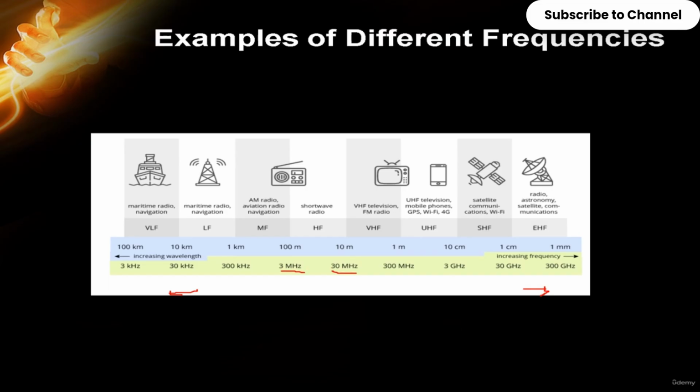So these are used in AM radio, and very high frequency and ultra high frequencies are used for television, FM radio with 300 megahertz. The super high frequency is used for satellite communication, with 3 gigahertz, 30 gigahertz. Finally, extra high frequency or extremely high frequencies are used for satellite and mobile communication.